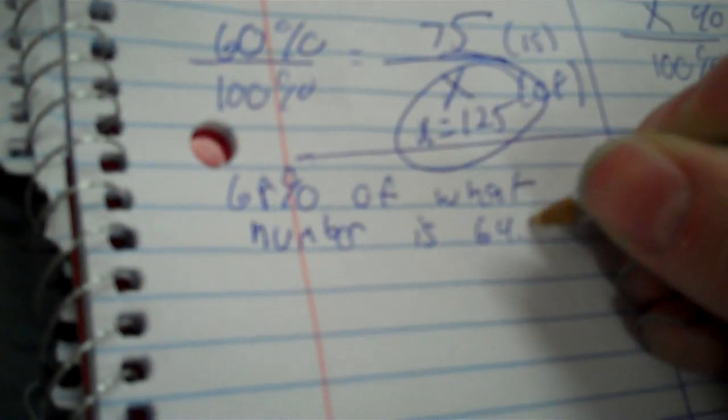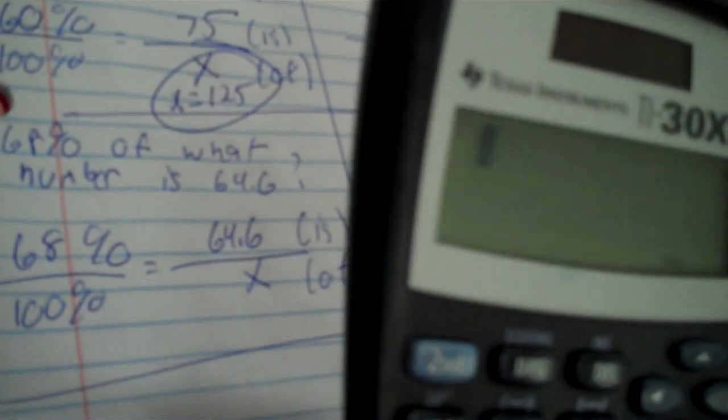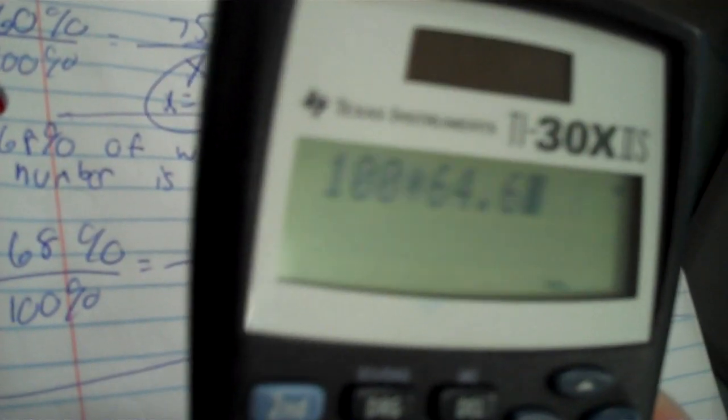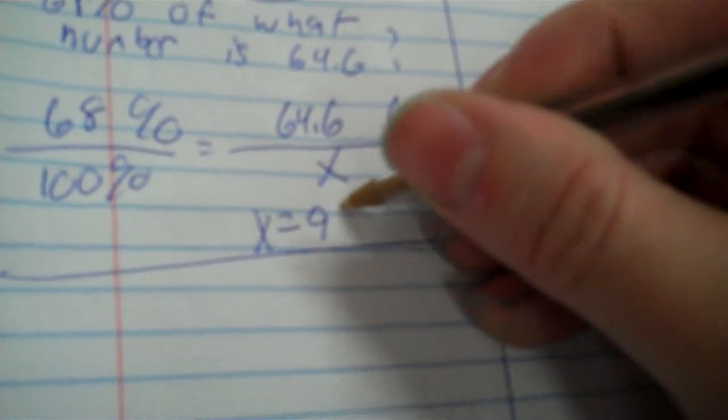All right, 68% of what number is 64.6? So 68, and then we have is to of. So after of it says what? So that's x and then 64.6 up there. So 100 times 64.6 divided by 68. I got 95, so x is 95.